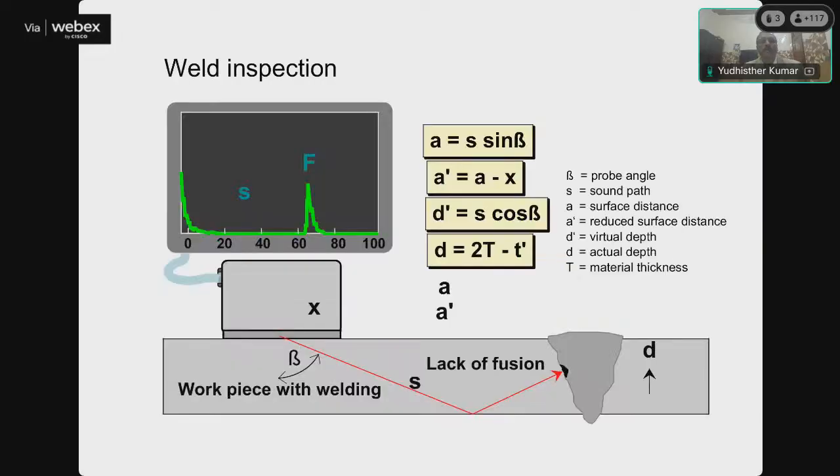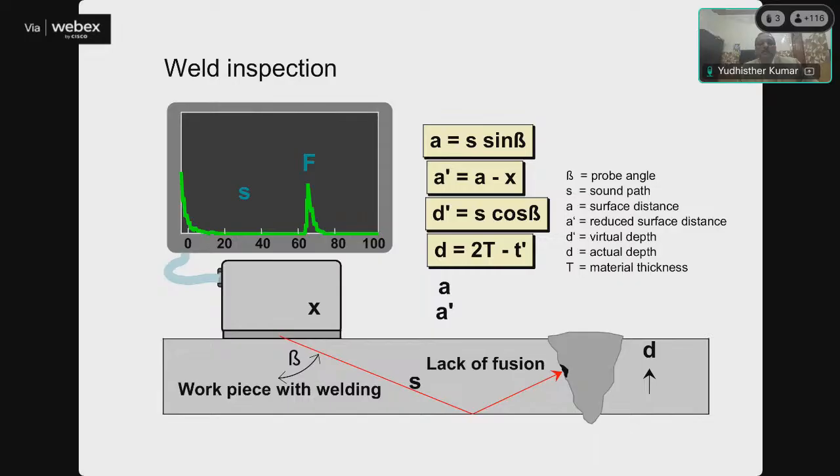We can also use it for testing of welds. Suppose the weld is not properly welded here and it has a lack of fusion. So we can determine the defect, as well as locate it by using the signal. We have seen that this is the flaw echo.